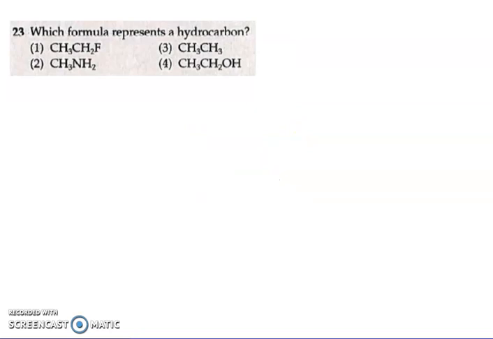23 is asking you which one represents a hydrocarbon. Hydrocarbon means it has hydrogen and carbon, and that's it.